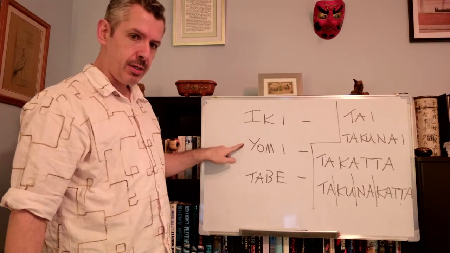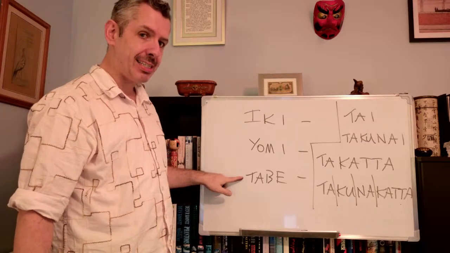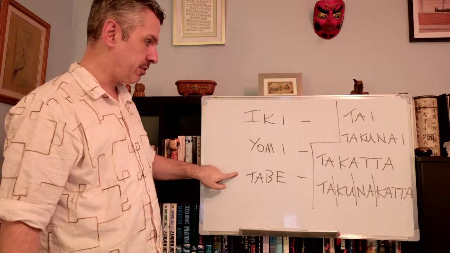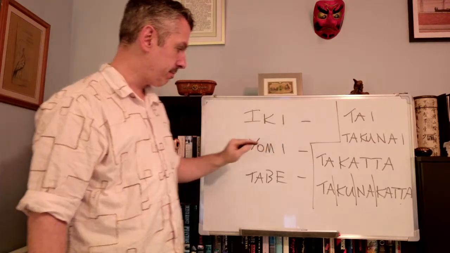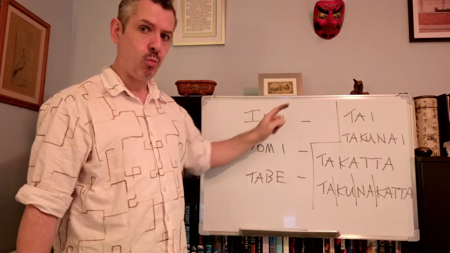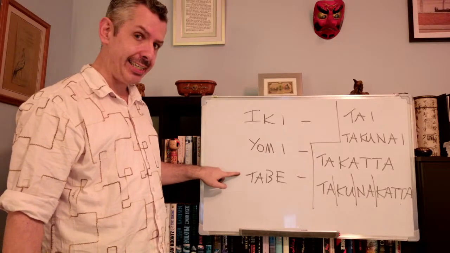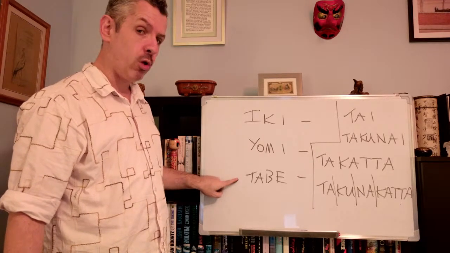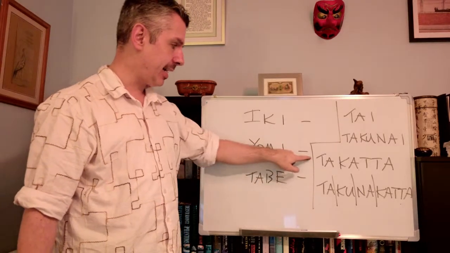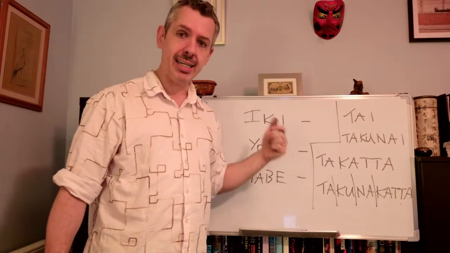Go. Yomi, to read. Yomi, in the masu form. Tabemasu, to eat. Let's go through those. Ikitai. Yomitai. Tabetai. I want to go, I want to read and I want to eat. What about I wanted to? This one here. Takatta. Yomitakatta. Tabetakatta.